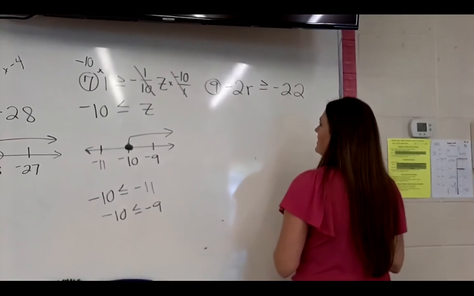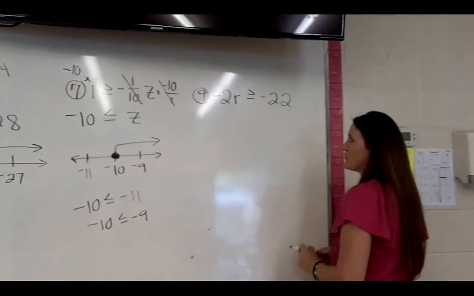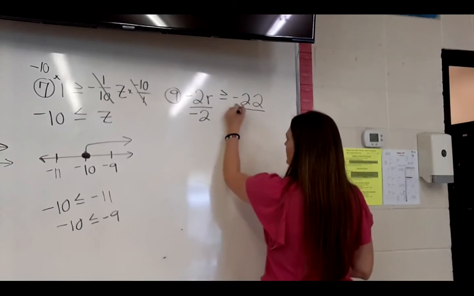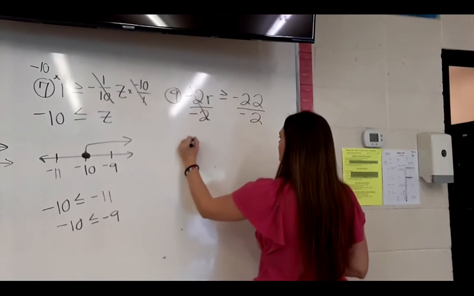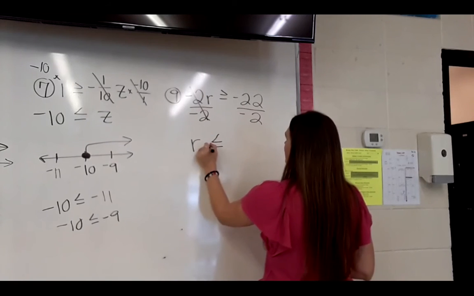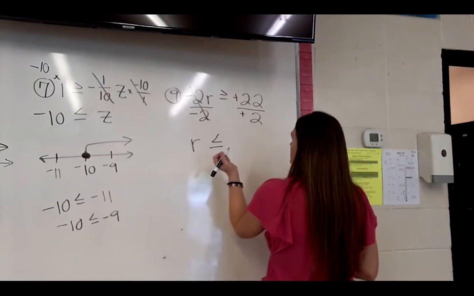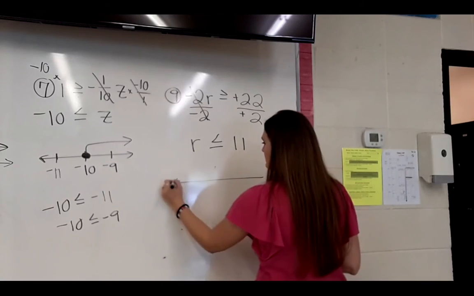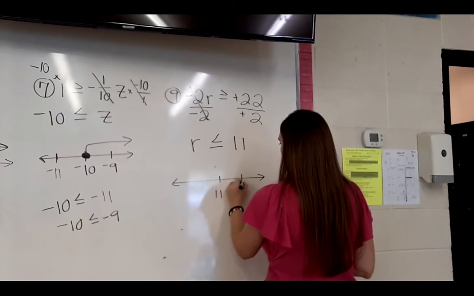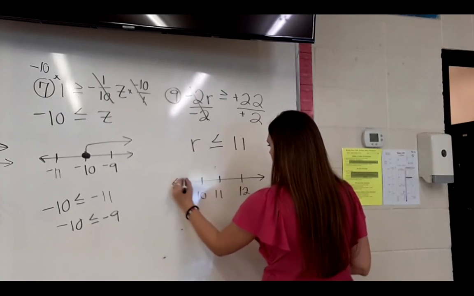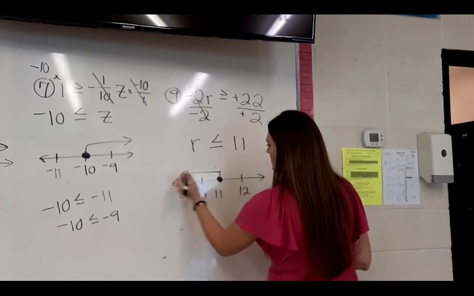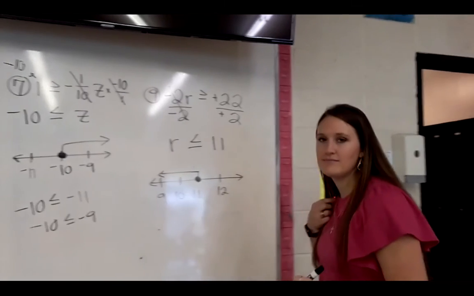On number 9, we have negative 2r is greater than or equal to negative 22. So this is being multiplied, so we divide both sides by negative 2. Since we divided by a negative, our sign flips around. Two negatives make a positive. 22 divided by 2 is 11. It is a closed circle, and r is less than or equal to 11. So it goes to the left.